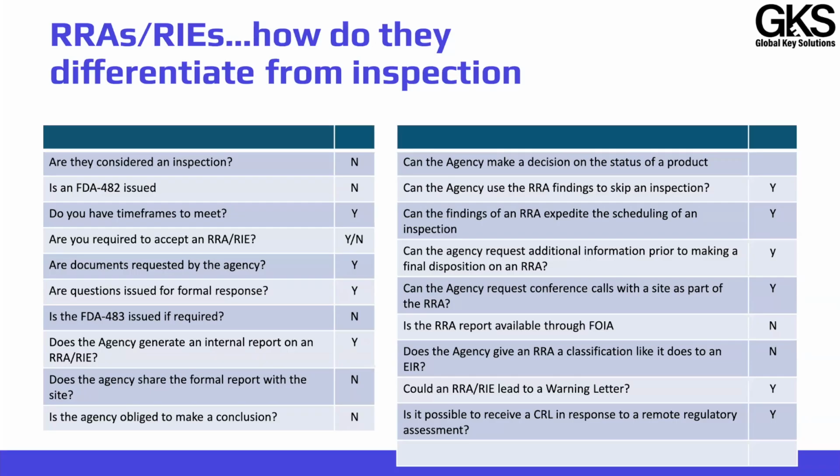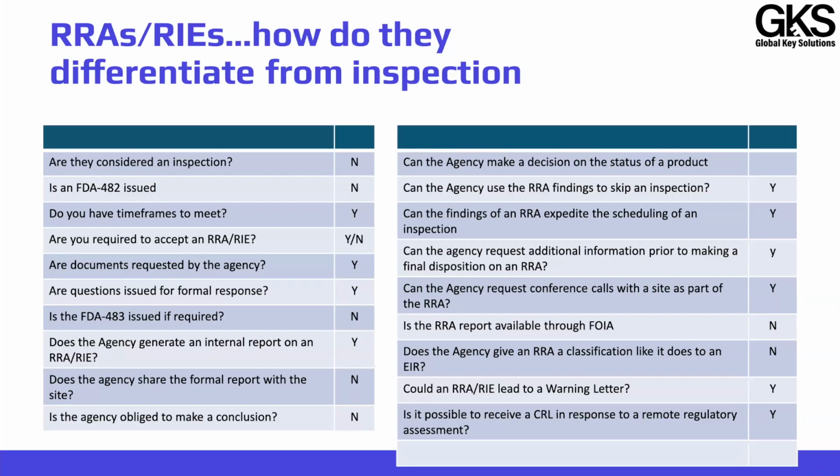Are documents requested by the agency? Of course, they are going to be. Is the FDA 483 issued, if required? There is no such thing as an FDA 483 issued. However, they will write a report that looks pretty much similar to a 483, and that document is also going to be a public document, the same as the regulatory assessment report, once it's completed, is going to be. So I'm not going to take you through the whole thing here, but is the agency obliged to make a conclusion? No, but they will.